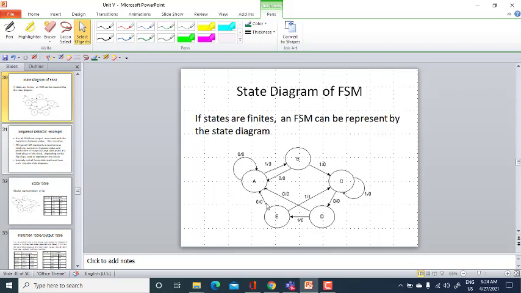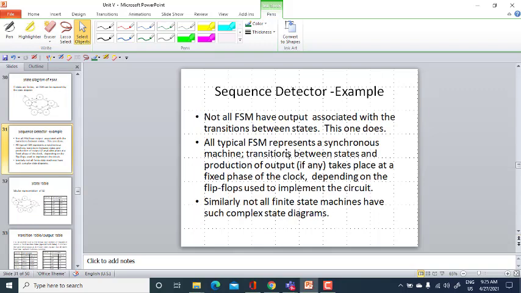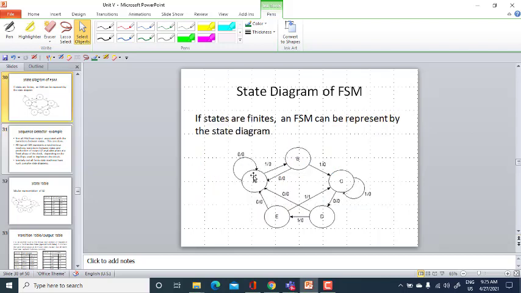And the state diagram. What is meant by the state diagram of a finite state machine? If you have a finite number of states, as in the washing machine, these finite states can be represented by the state diagram. Consider this as a state diagram. This is the state diagram of a sequence detector, which we are going to discuss. Okay, this is a finite state machine. Not all finite state machines have an output associated with the transition between the states. See here, between the states, this is state A.